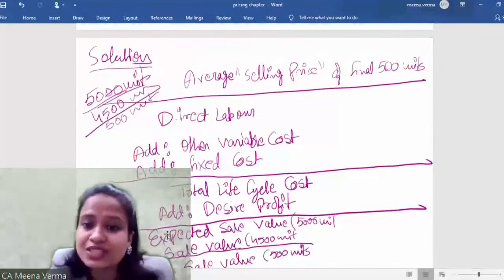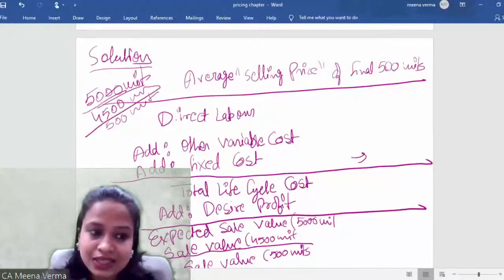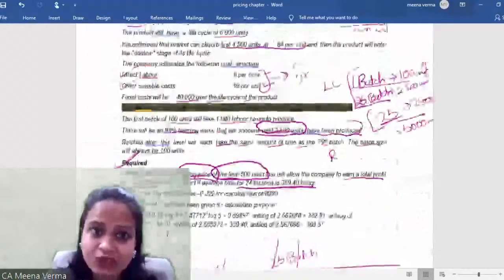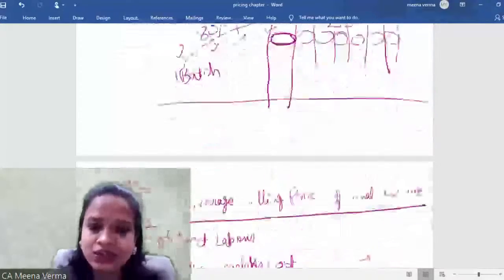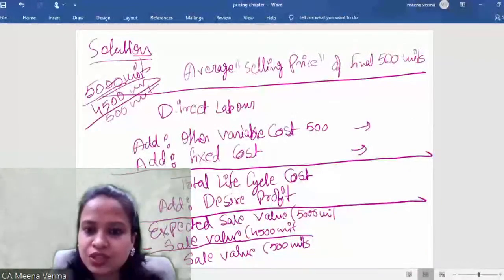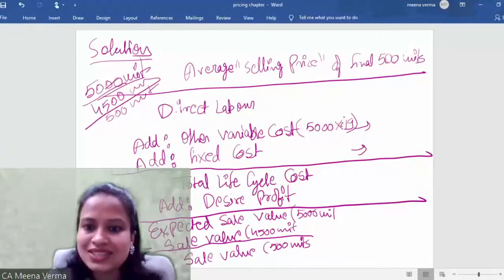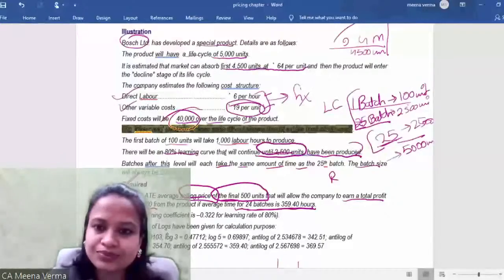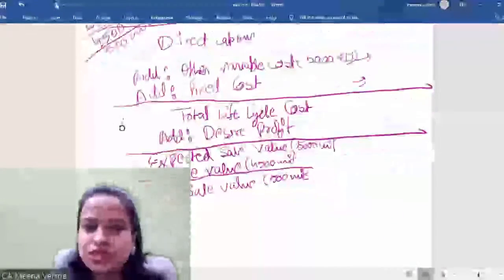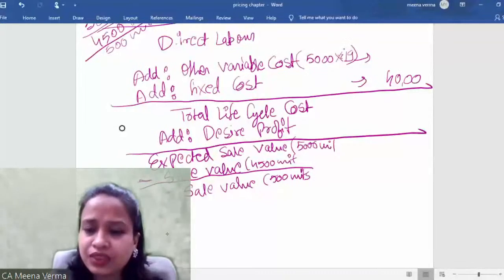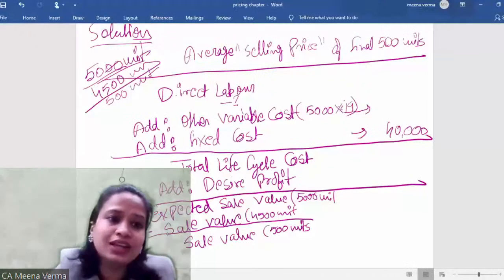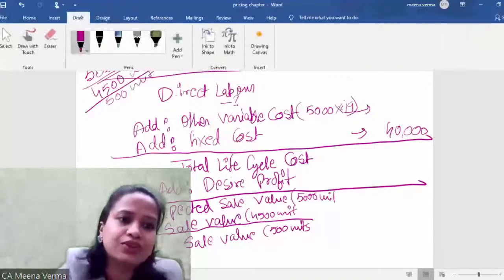Now see, in this question it is easy to find the fixed cost, which is given in the question: 40,000. It is also easy to find the variable cost, because the variable cost per unit is given as 19 rupees, and we know that we are producing 5,000 units. Then what is difficult to find? We have to find the way to calculate the direct labor cost, which is quite difficult to find.